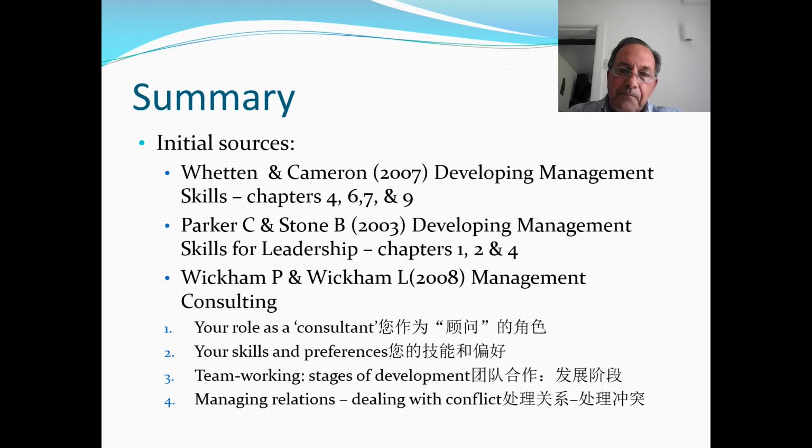Thirdly, looking at how your team developed over the course of the project, and we'll consider the different stages of team working as we go through this. Fourthly, we'll consider how you manage relationships within the team and outwith the team, and look at some of the issues about how you can go about dealing with conflict.